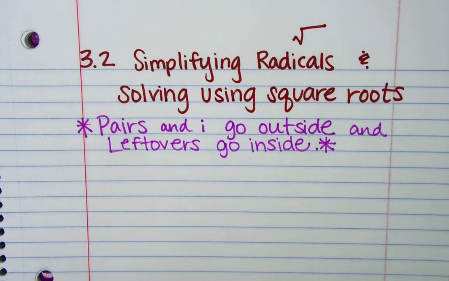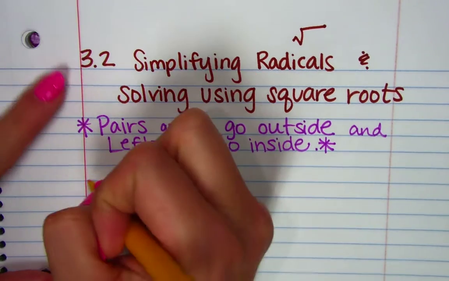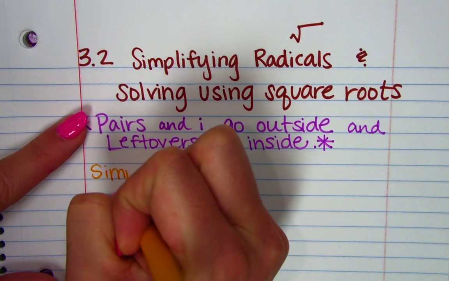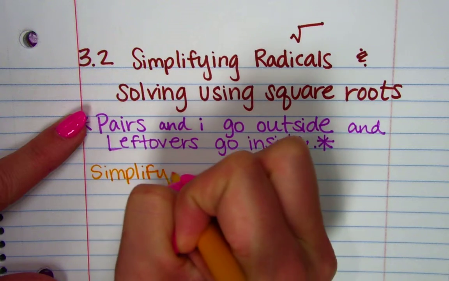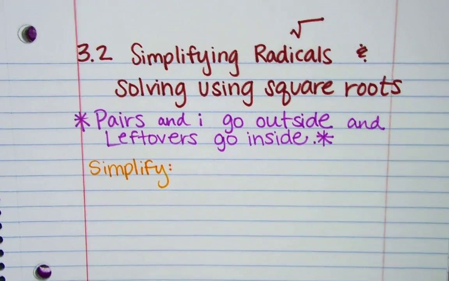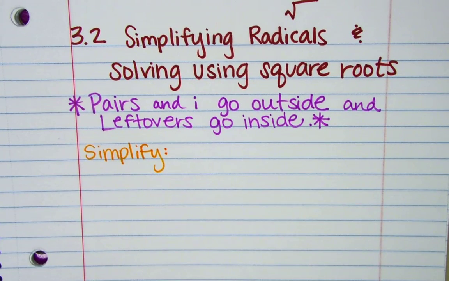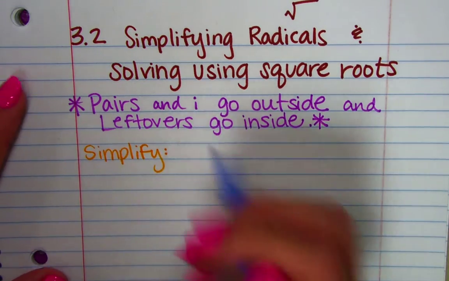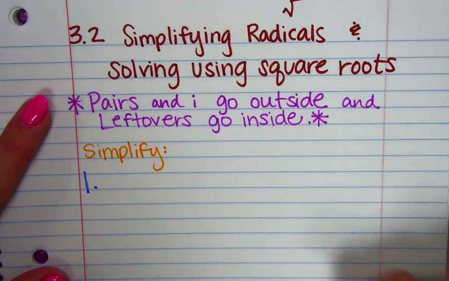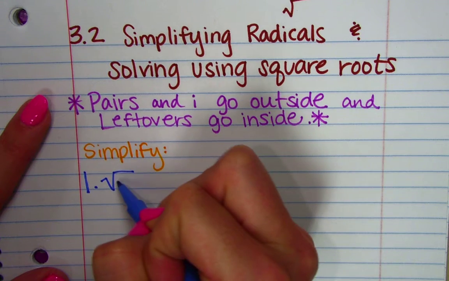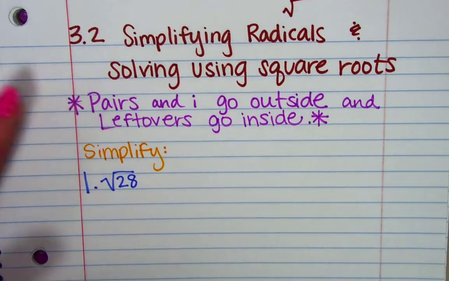On these problems, there's not going to be an equal sign, so I'm just going to say simplify. And you might say, okay, I can do this in the calculator, but these problems can't be done in the calculator. They can be checked using the calculator, but they can't be done using it. All right, my first one's going to be the square root of 28.